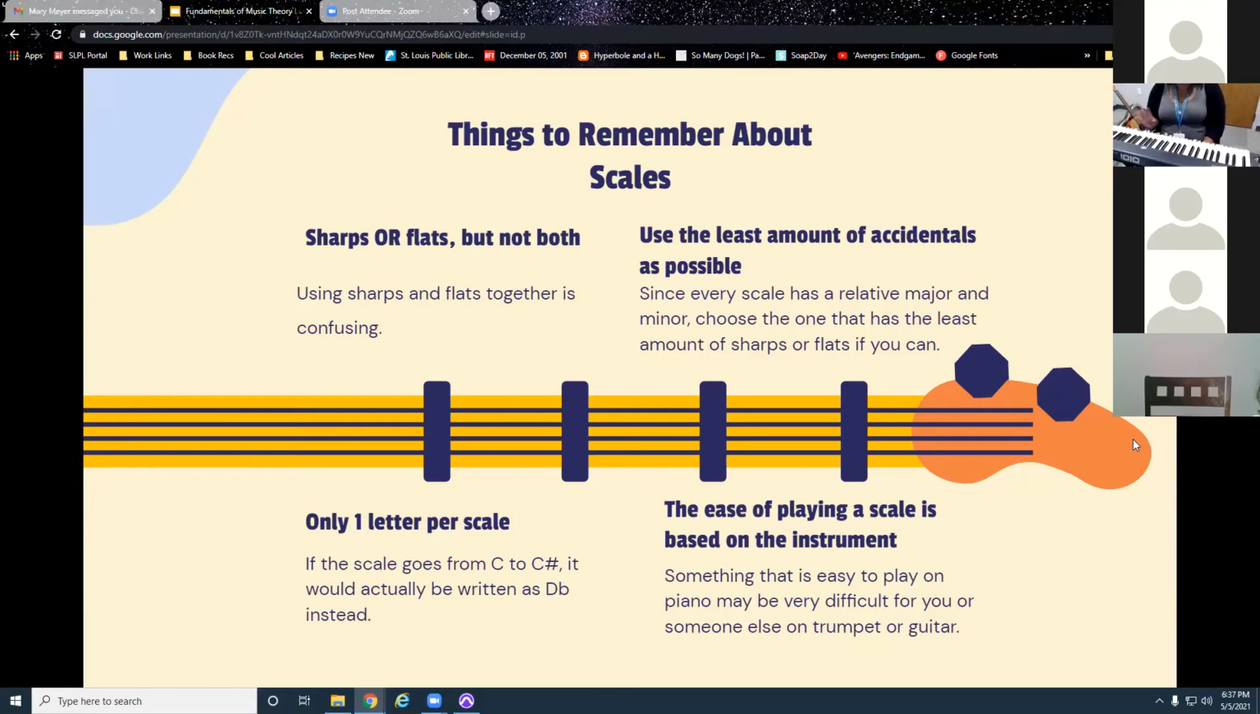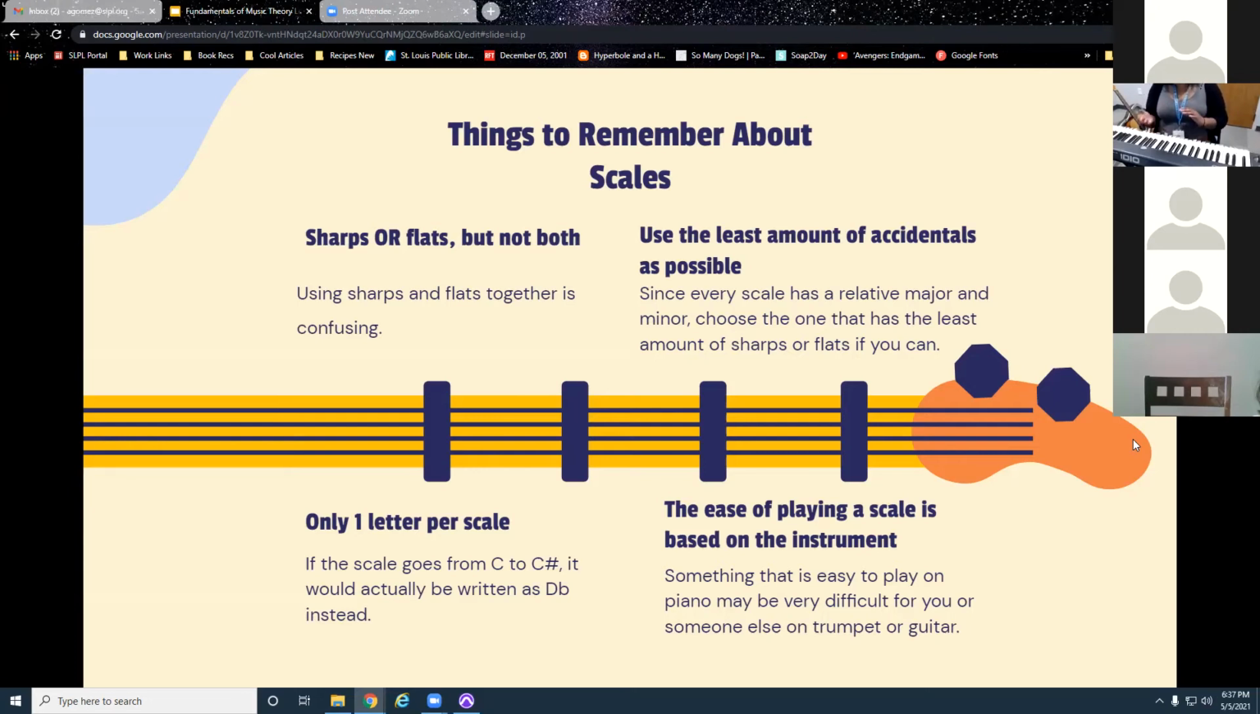So you don't want to use them both together. And when you write out sharps or flats, especially on sheet music, they're referred to as accidentals. That little pound symbol and the lowercase b, those are referred to as accidentals.